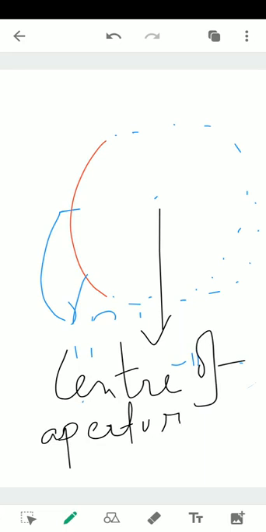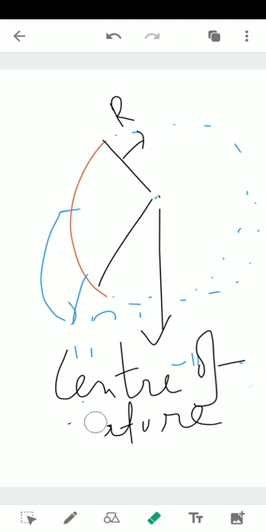I repeat, it is called center of aperture. So this is done. And if I draw from the center anywhere like this, so this is called... no, sorry, this is not center of aperture. This is called center of curvature. Pardon me for that. It is called center of curvature, and this radius is called radius of curvature.